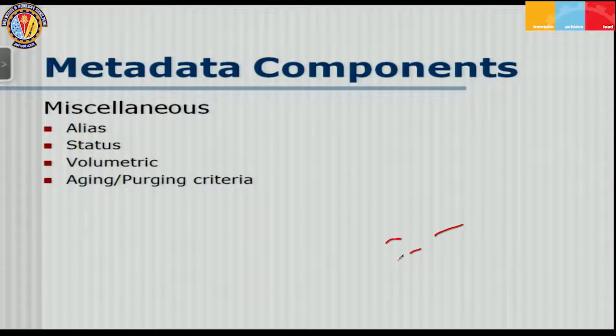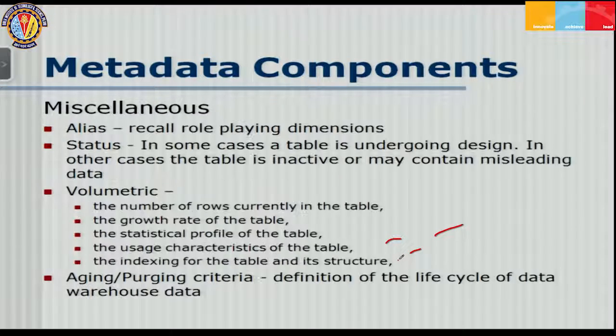And then we come to miscellaneous. So here it is about alias. If you remember, I have it in the next slide. So alias, then we talk about volumetric information, status, and aging and purging criteria. So let me give you some details about each one of them.